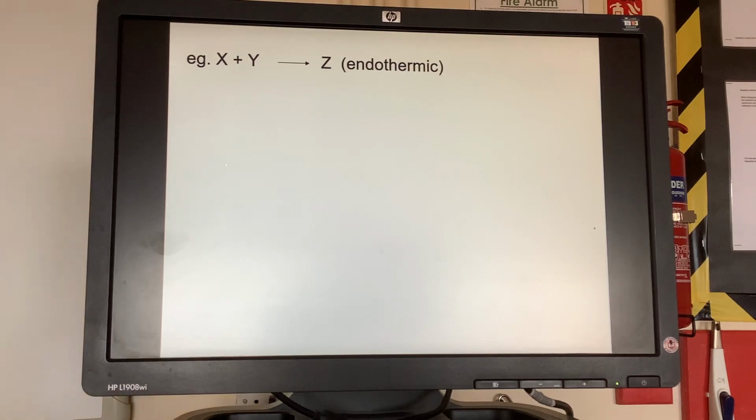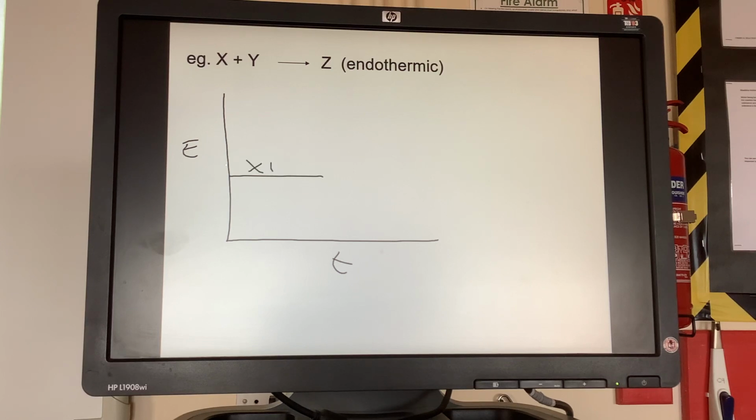We've got an endothermic reaction. Same principle. We're going to have energy and time. And we're starting now with our reactants, X and Y. What are we going to have to do to X and Y to get the reaction started? We're going to have to put energy in to break the bonds. What do we call that energy that goes in to break the bonds? We call that the activation energy.